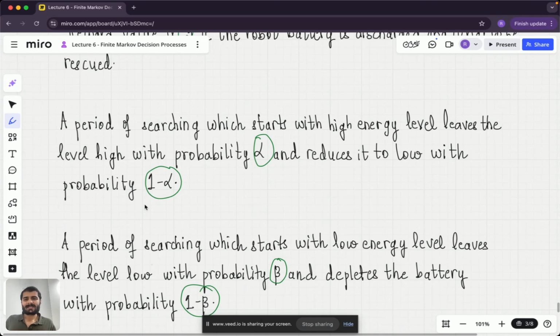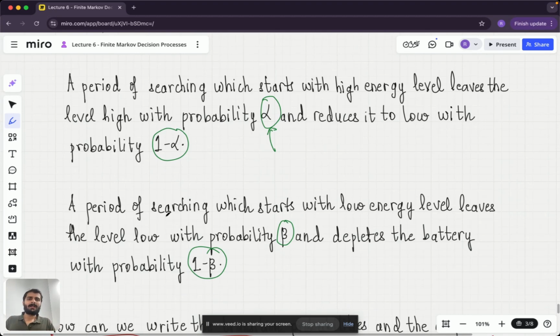Now, one last definition. After that, we'll move ahead to the exciting part. A period of searching which starts with a high energy level leaves the robot high with a probability alpha and reduces to low with a probability 1 minus alpha, which means that if I am a robot and I have a very high battery level, then it will remain high with a probability alpha, but eventually the battery is going to reduce to low with a probability of 1 minus alpha. And if my battery is low, then my battery can remain low with a probability beta, but there is also a chance that the battery will get depleted, and the probability for that is 1 minus beta.